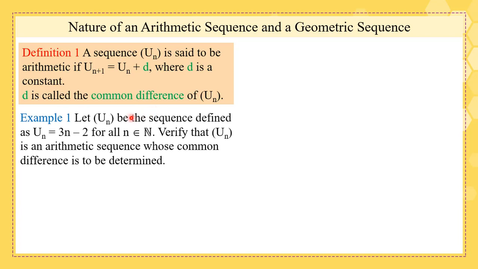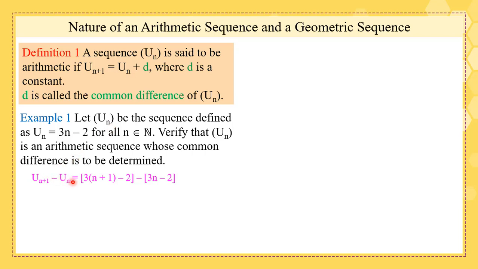Let's see this example. un is a sequence defined as un is 3n minus 2 for all n belongs to N, and we need to verify that un is an arithmetic sequence whose common difference is to be determined. Well, let's begin with finding un plus 1 minus un and check whether it's a constant or not.